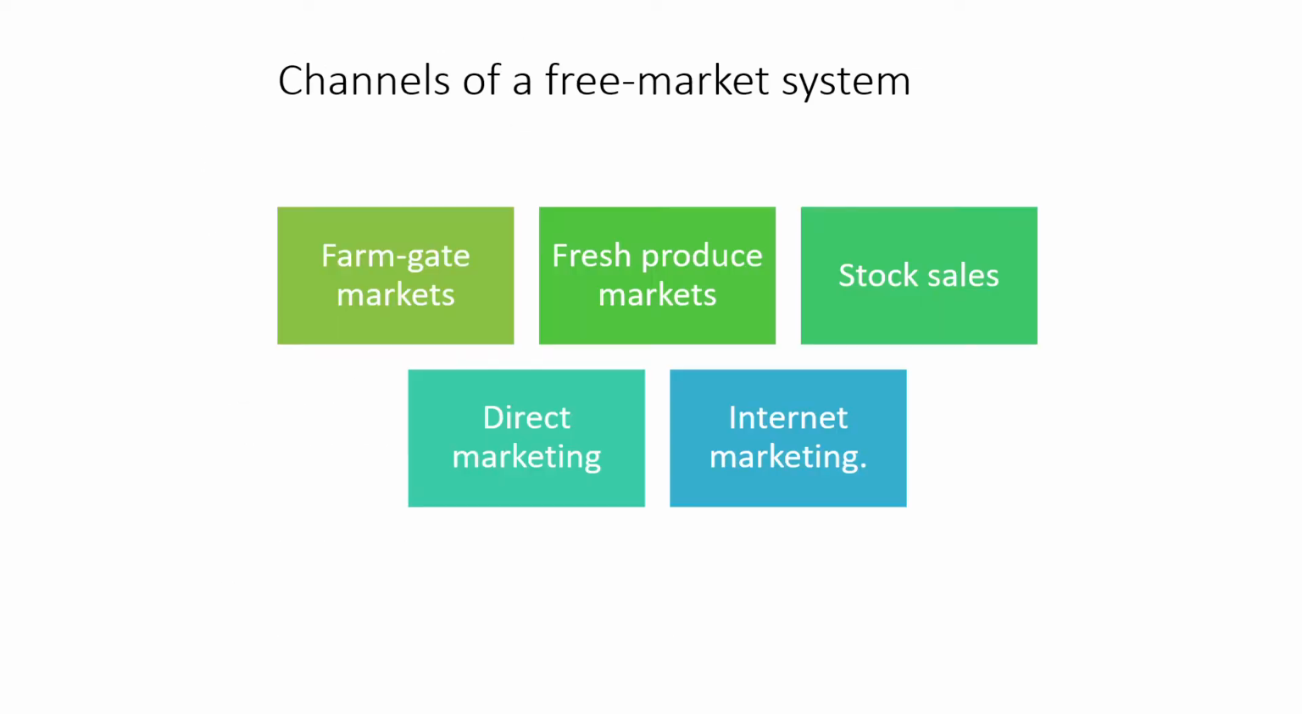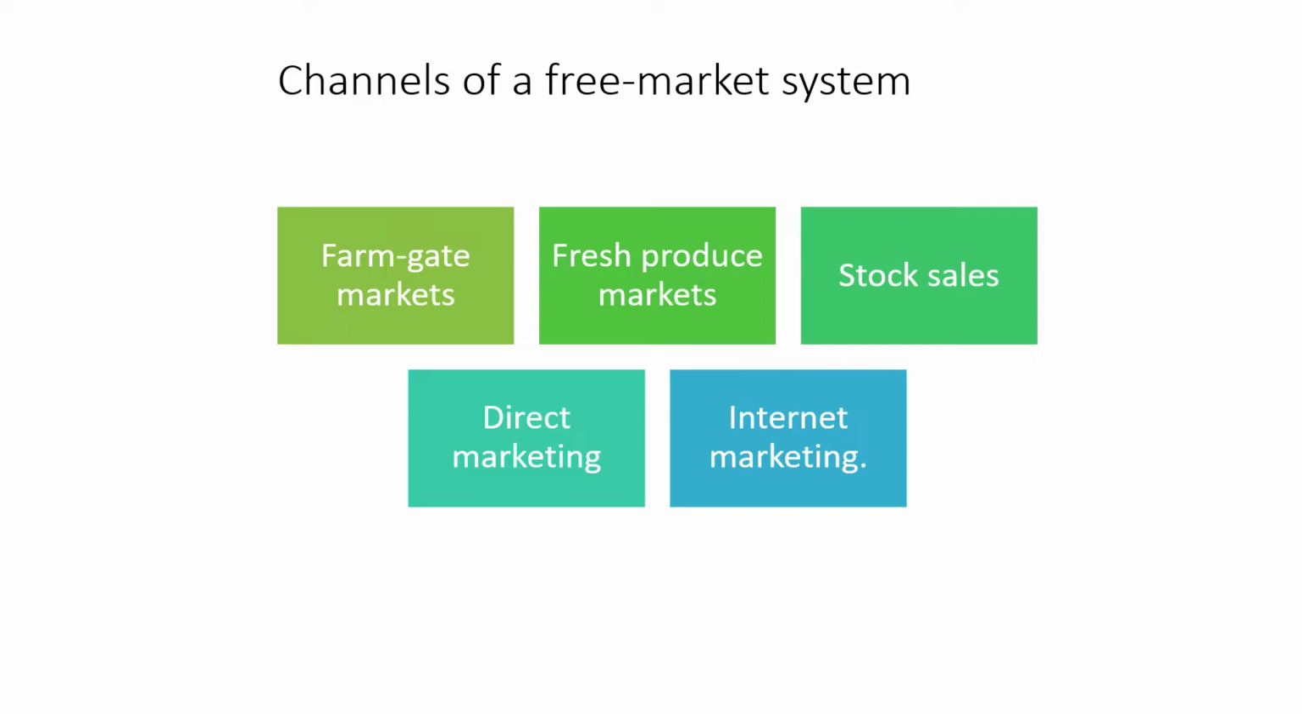So there are 5 main channels of the free marketing system, and that's what we're going to focus on in this video. The first one is the farm gate market. Then you've got fresh produce, stock sales, direct marketing, and internet marketing. And we're going to go into detail on each of these aspects of the free marketing system.